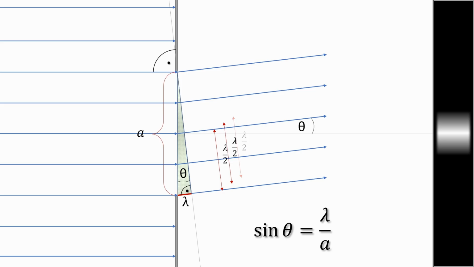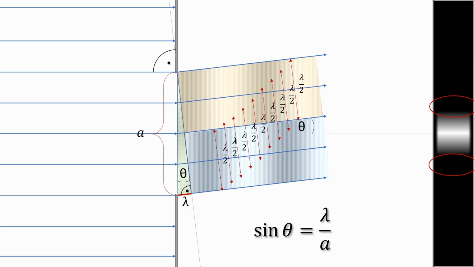For each ray in the lower half of the light beam, there is a ray in the upper half of the light beam in opposite phase. All rays in the lower half of the beam are cancelled out by rays in the upper half. As a result, there will be a dark spot on the screen, minima caused by destructive interference. Everything occurring on the upper side of the opening is mirrored on the lower side.